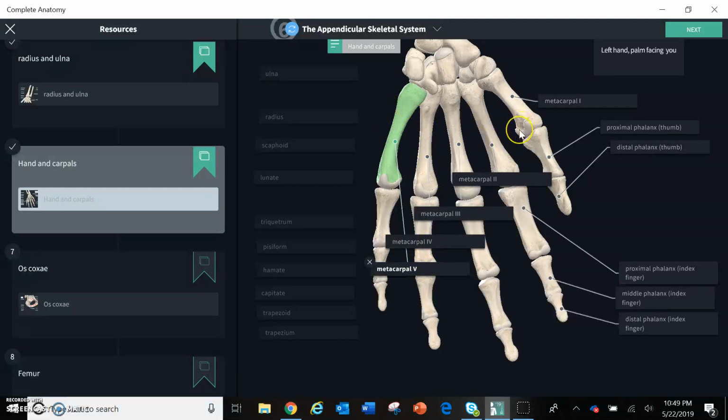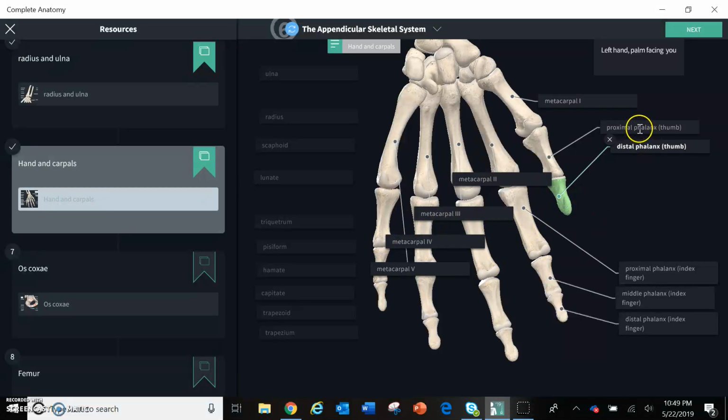So after the metacarpals, we have what are called the phalanges, or the fingers. Okay, so in general, they're called phalanges. Singular, it's phalanx with an X. So these are all the same except for the thumb. With the thumb, we only have a proximal phalanx and a distal phalanx. We only have 2 bones. For the fingers, we have 3.